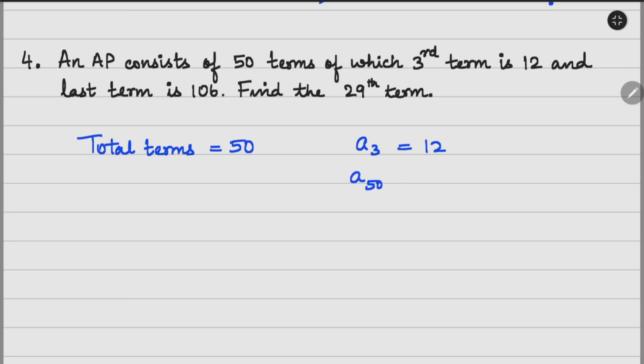What is the last term given? So the third term is 12 and the last term, that is AN. N is 50 here. What is the total number of terms denoted? It's N. So AN, A50, the last 50th term is nothing but 106. So when you apply the formula here, what is A3? A plus 2D is equal to 12. So this is your first equation. Second equation is nothing but A plus 49D, 50 minus 1, N minus 1, 49D is equal to 106.